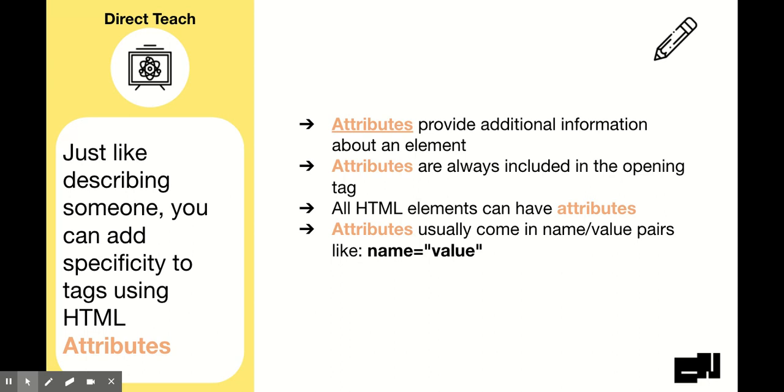So just like you're describing someone, you can add specificity to tags using HTML attributes. Attributes provide additional information about an element. They're always included in the opening tag. All HTML elements can have attributes, and attributes usually come in name-value pairs that look like this. Name equals, and in quotes, value. The quotes are very important.